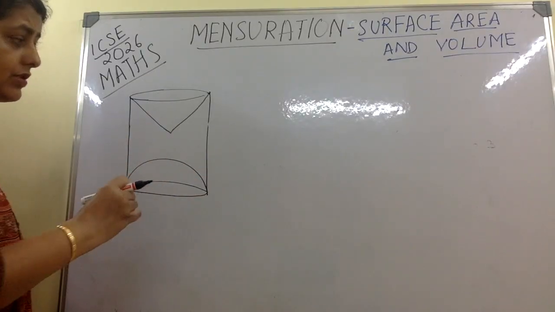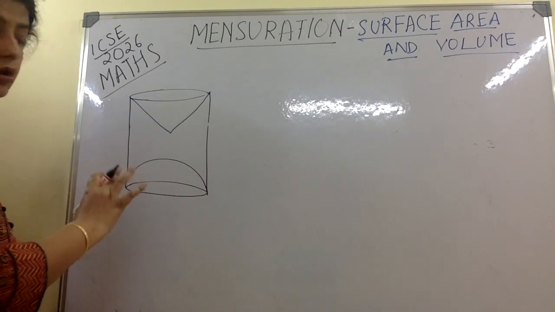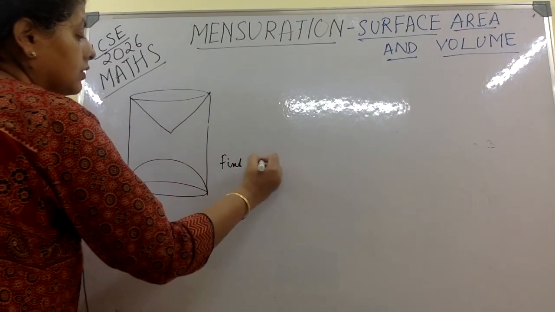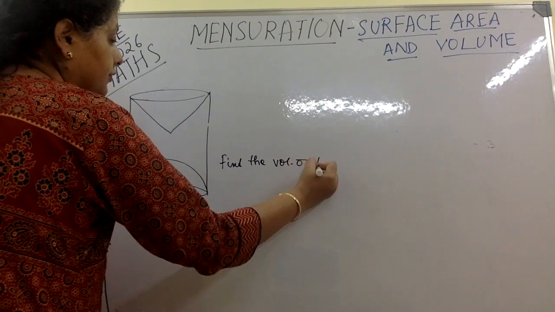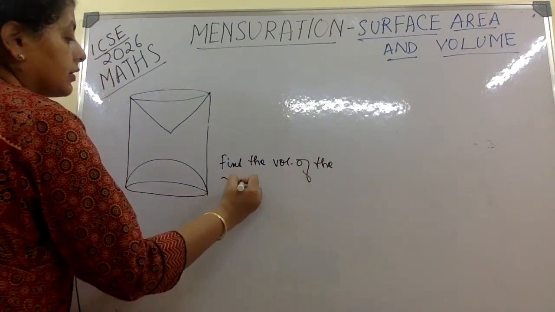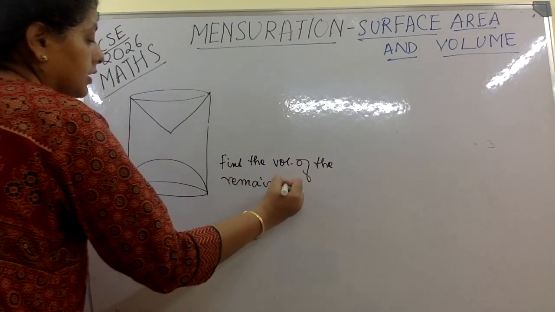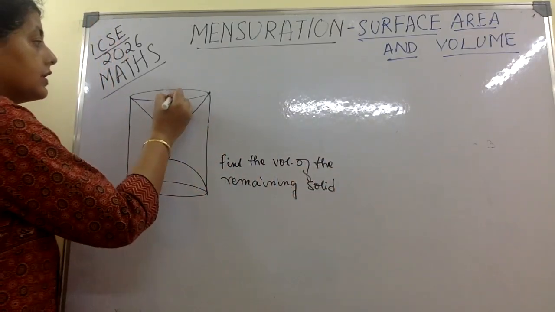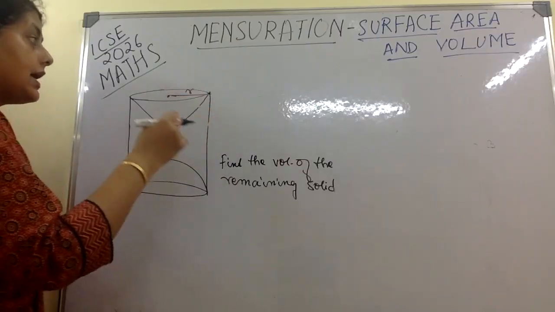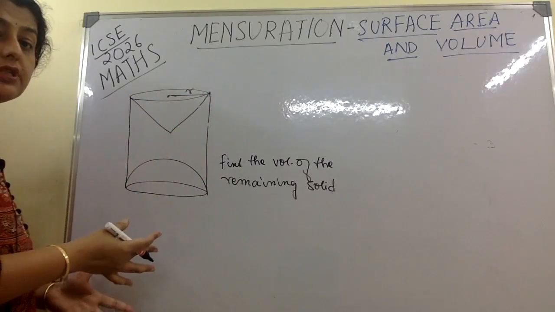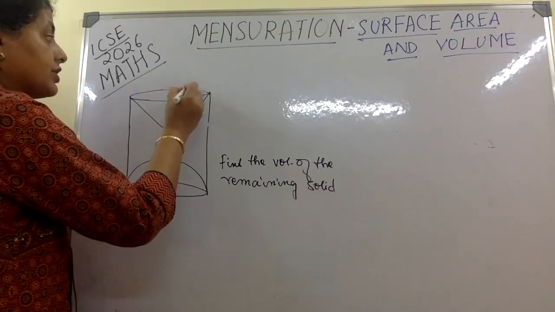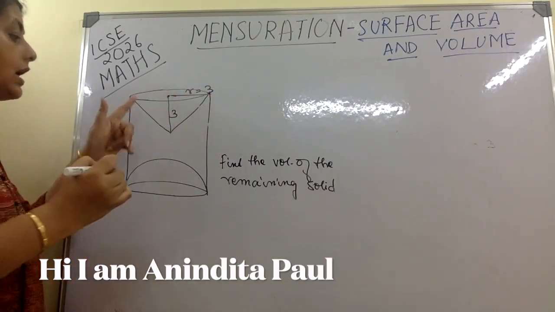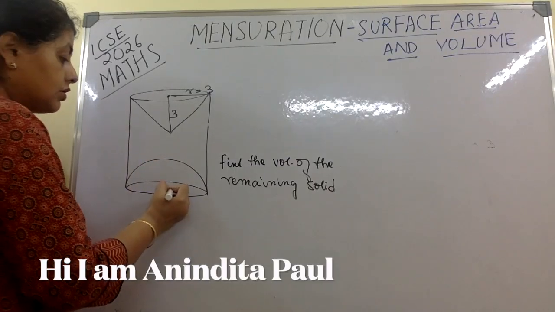Now here is our next question. They are asking to find the volume of the remaining solid. Now what they have given in this question is the radius of this cylinder, the radius of the cone and the radius of the sphere. Everything is equal, which is 3, and the height of the cone is also 3. So here also we have a 3.